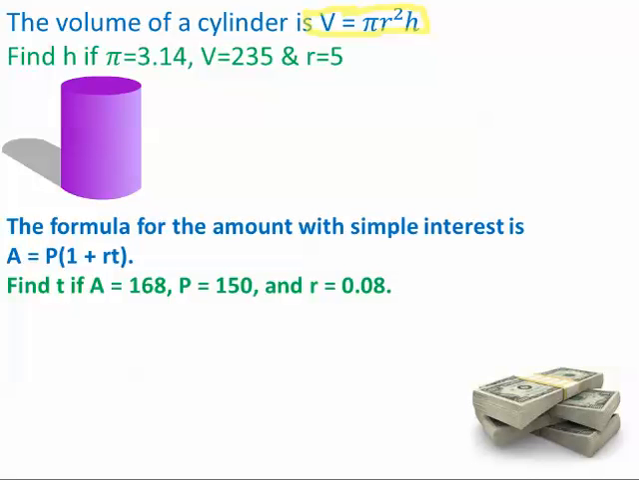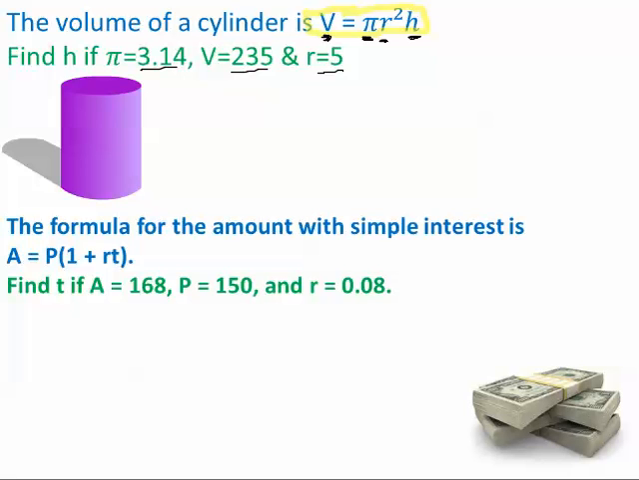How do you use a formula? Well, oftentimes you're given several values. In this case, this says that the volume of a cylinder V is always going to be equal to our constant pi, remember pi is a constant because it's a number, times r squared times the height. Then you're given a number for pi, a number for volume, and a number for the radius. So let's plug those numbers in.